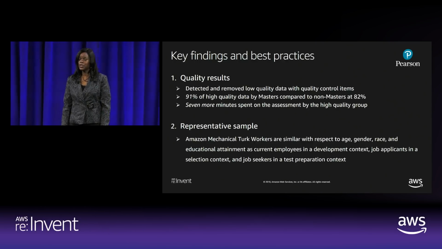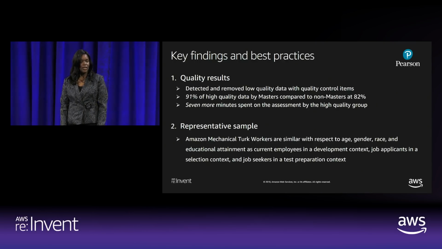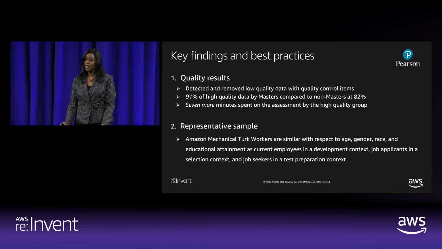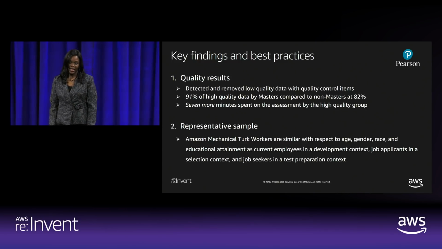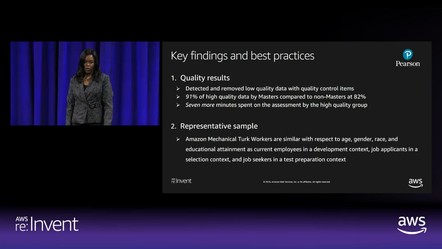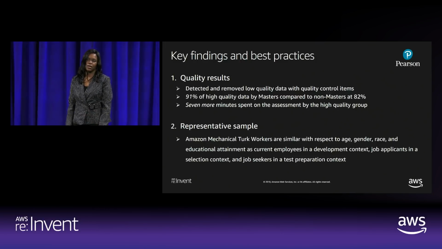And so we did research in order to answer that question. What we found in our research is that those MTurkers were very similar. There were no significant differences with respect to age, gender, race, and educational attainment in an employment context or a selection and development context for job selection, if they're getting promotions or if they're seeking a new position.